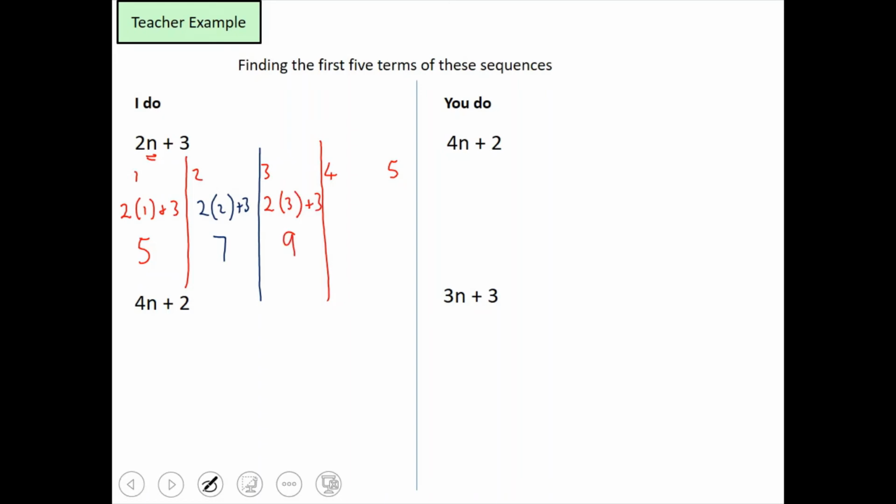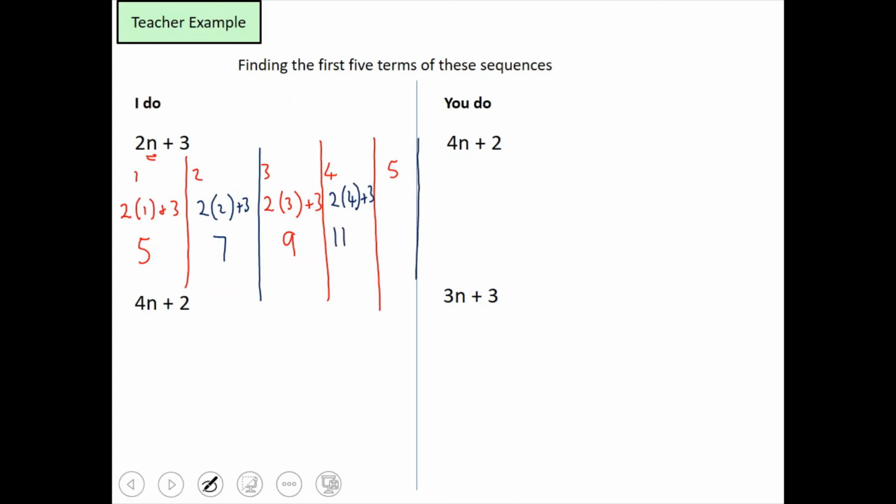And for the fourth one, it is again 2n plus 3. This time replace the n with a 4. So 2 times 4 plus 3. 2 times 4 is 8, plus 3 is 11.